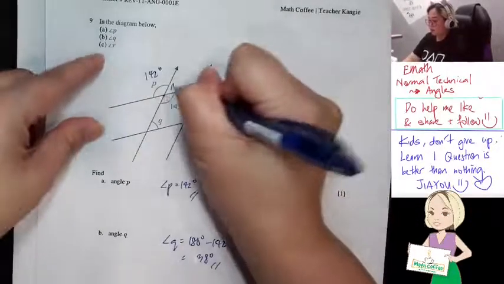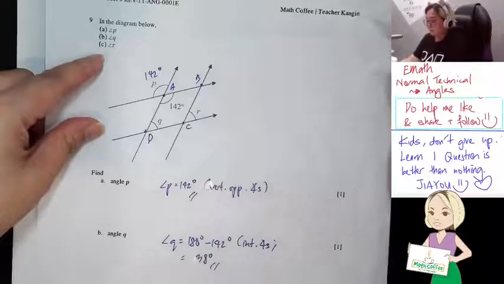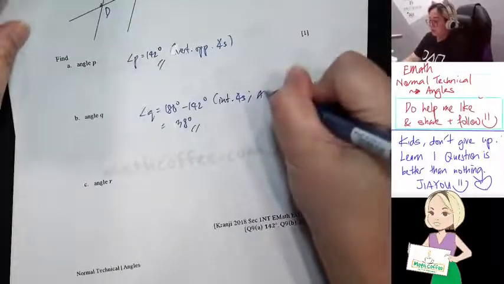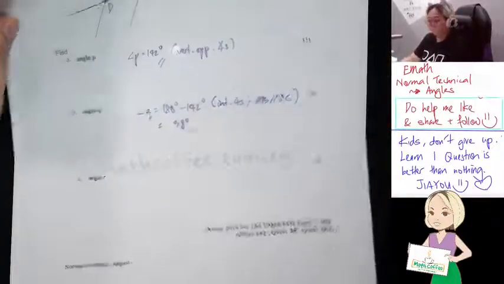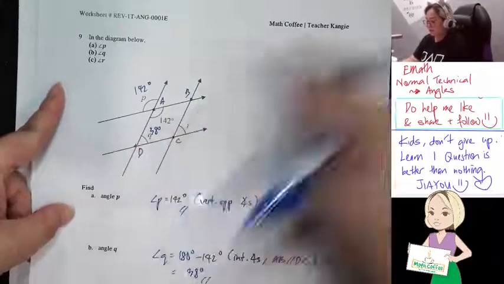So we've got to put a parallel line, right? Label, this is A, this is B, this is C, this is D. We will say this is AB and DC. So AB parallel with DC. Okay, update the diagram. This is 38 degrees. Next, angle R. Oh, corresponding angle.